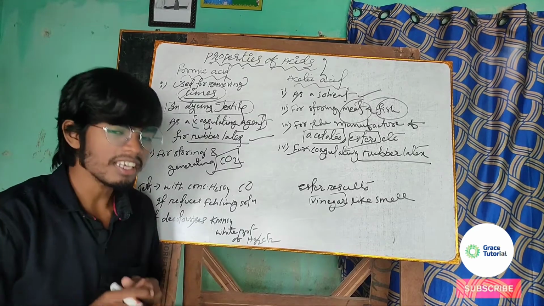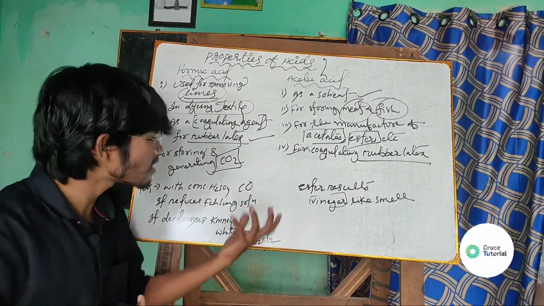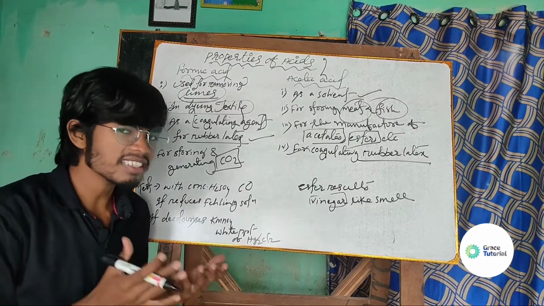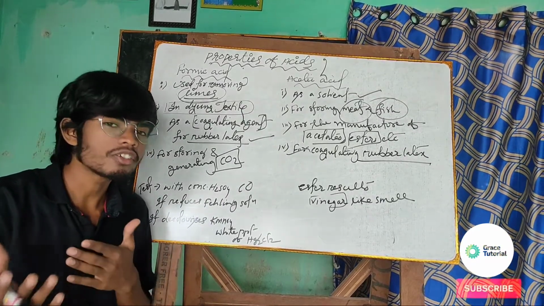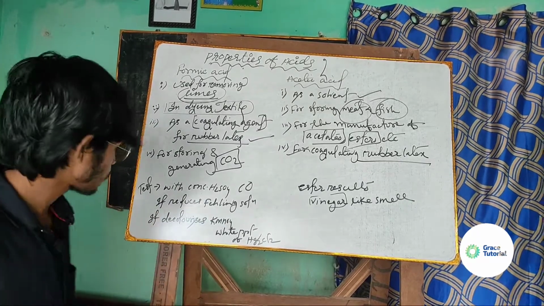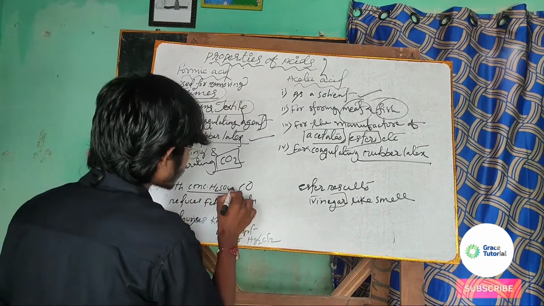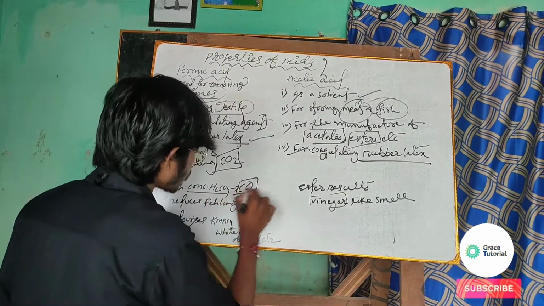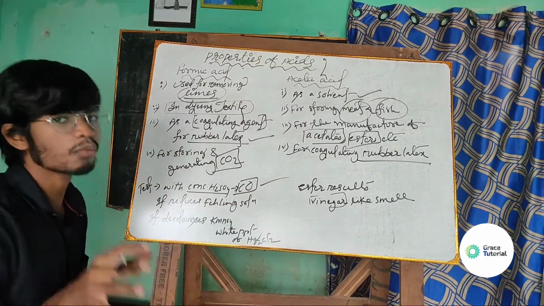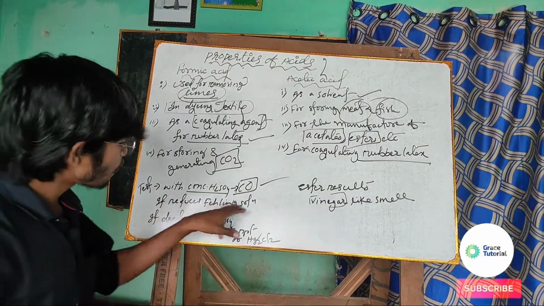But now the question is, can you distinguish the different tests of formic acid and acetic acid? Yes, formic acid can be identified by different tests, and acetic acid can also be identified by different tests. Formic acid, when it reacts with concentrated sulfuric acid, gives carbon monoxide. That is the first test to distinguish formic acid. And it reduces the Fehling solution.